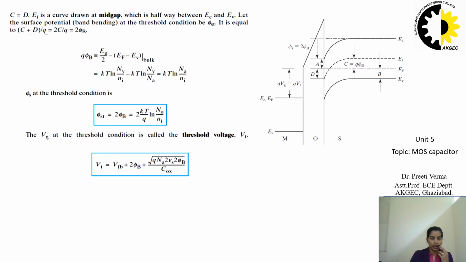Assuming NC is equal to NV, we can write q phi B is equal to EG by 2 minus (EF minus EV) bulk, that is equal to kT ln NV upon Ni minus kT ln NV upon Na, is equal to kT ln Na upon Ni. So phi s at the threshold condition, phi st, is equal to 2 phi F, is equal to 2 kT by q ln Na upon Ni.